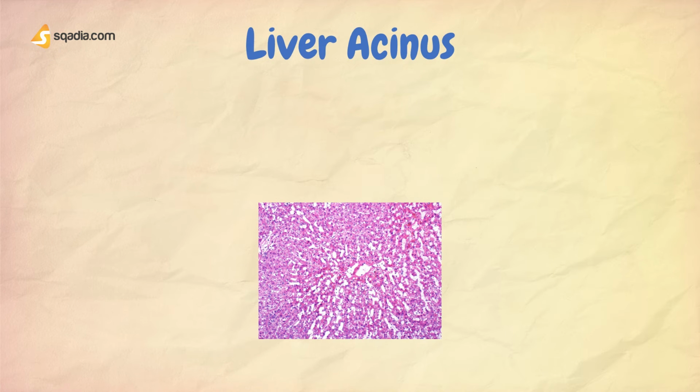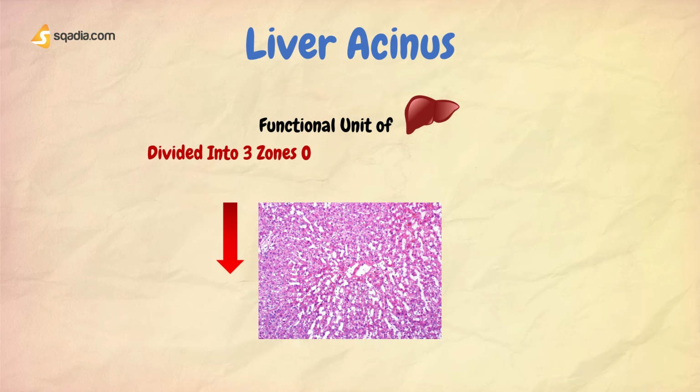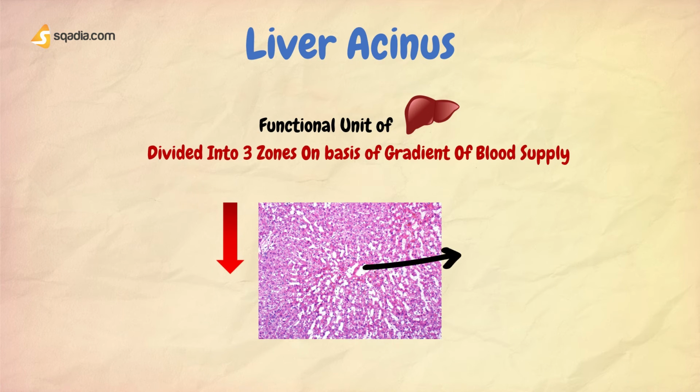Just as the cell is the functional unit of the body, the liver acinus is the functional unit of the liver, which is associated with blood supply. It is divided into 3 zones on the basis of the gradient of blood supply. Here we have an image in which we can see the liver acinus located centrally. A cone-like structure contains the 3 zones, as highlighted here.